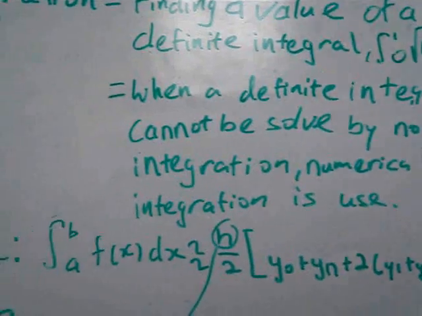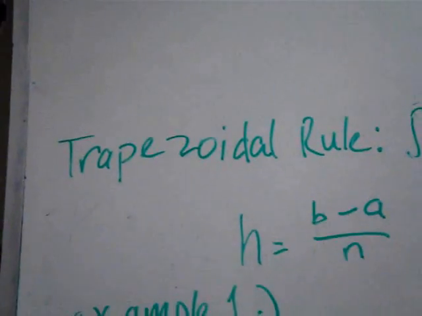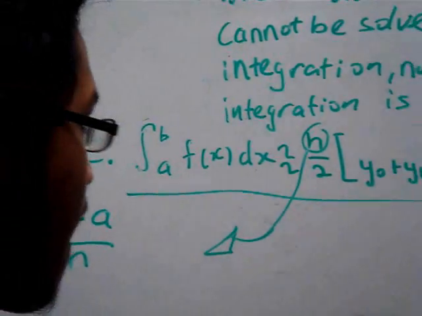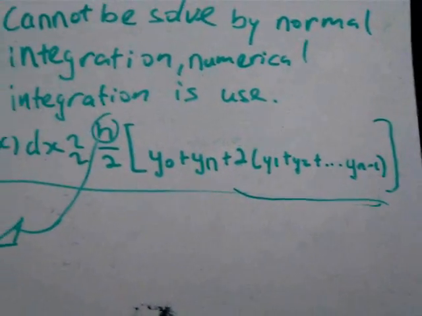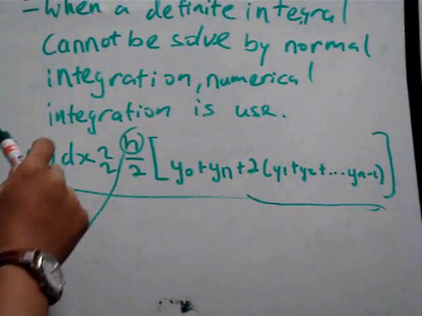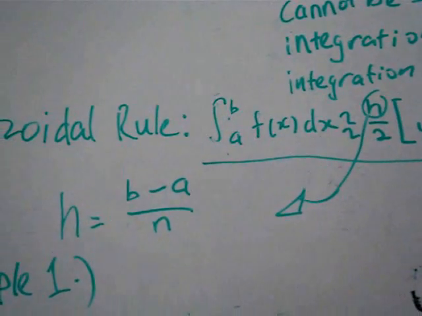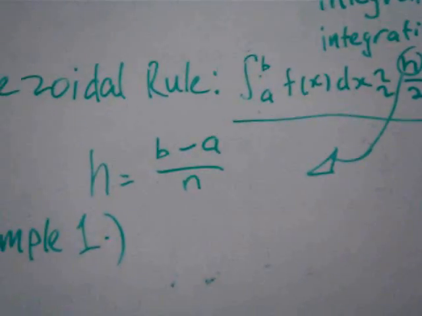Now next we are going to the trapezoidal rule. The trapezoidal rule is basically just this here. It's just a formula, and the h is derived by b minus a over n. The n is a given factor. So now I'll show you an example for the trapezoidal rule.